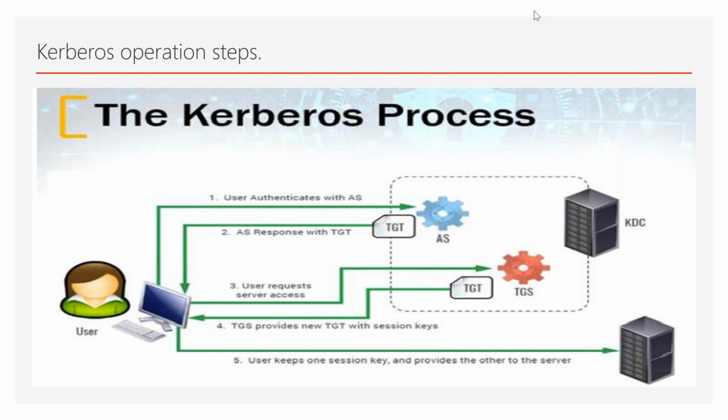Once the AS responds with the TGT, the user obtains the ticket granting ticket. The user will then provide this TGT to the TGS to get a service ticket. Once the service ticket is obtained, the user will use the service ticket to access the resource. So this is the entire Kerberos process. Now for some people this diagram might be confusing, that's why I have put a new diagram as well. Let me just show it to you.